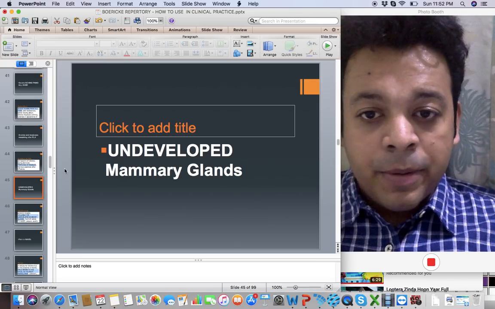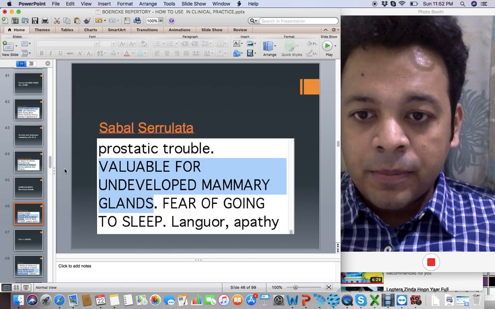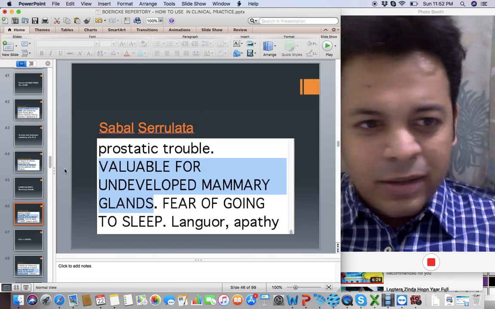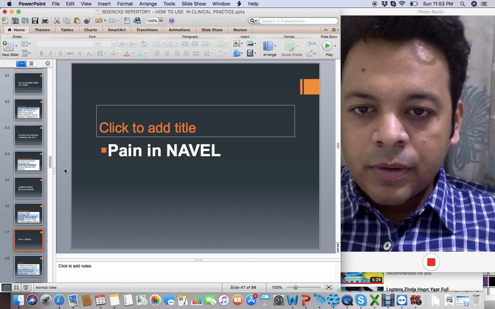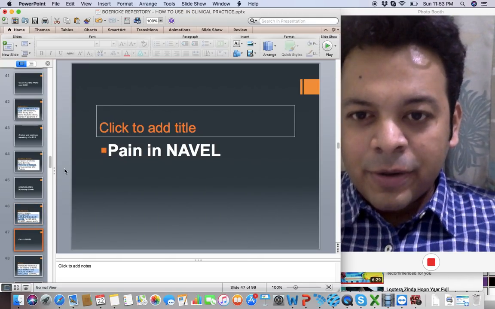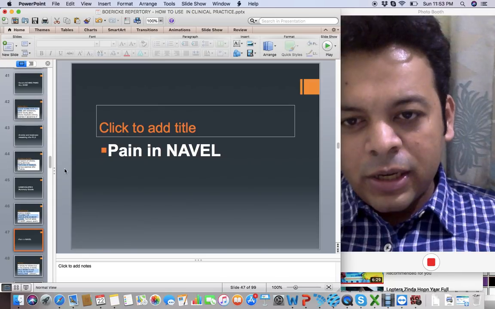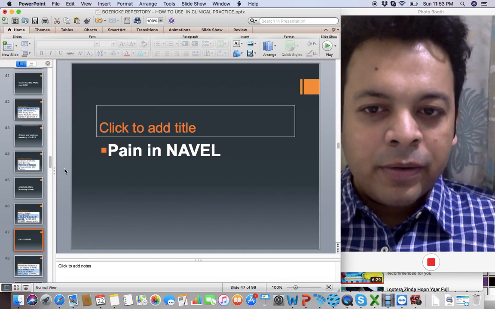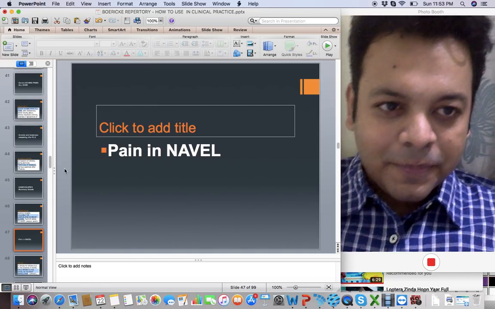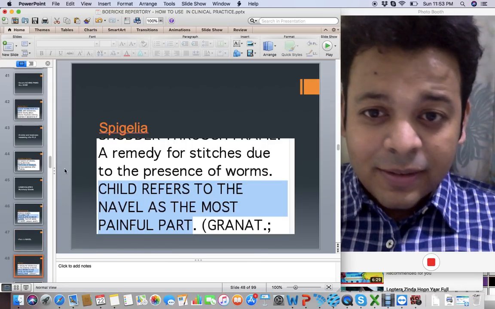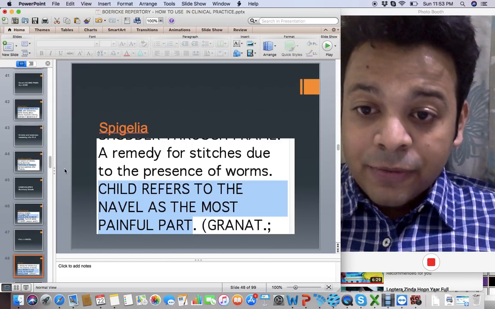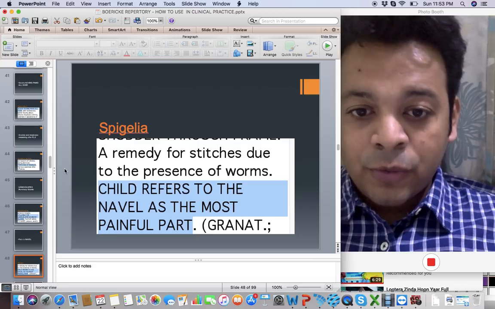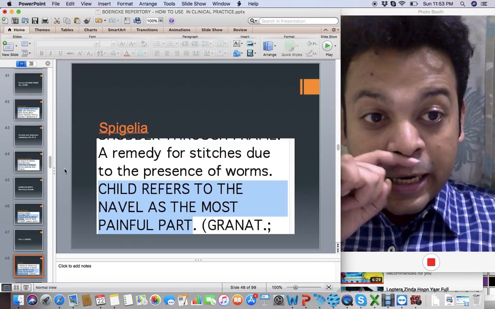Patients with undeveloped mammary glands, very often patients will come. Sabal serrulata, this I think you must be knowing. One patient came with his son, I would say that constantly he just points towards the navel with pain, which is a remedy, I think. Spigelia. Child refers to the navel as the most painful part. And in bracket, it's written Granatum. Remember.